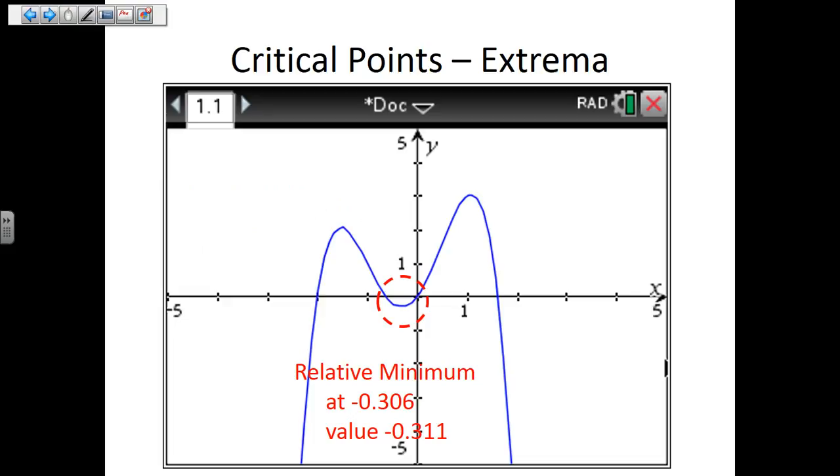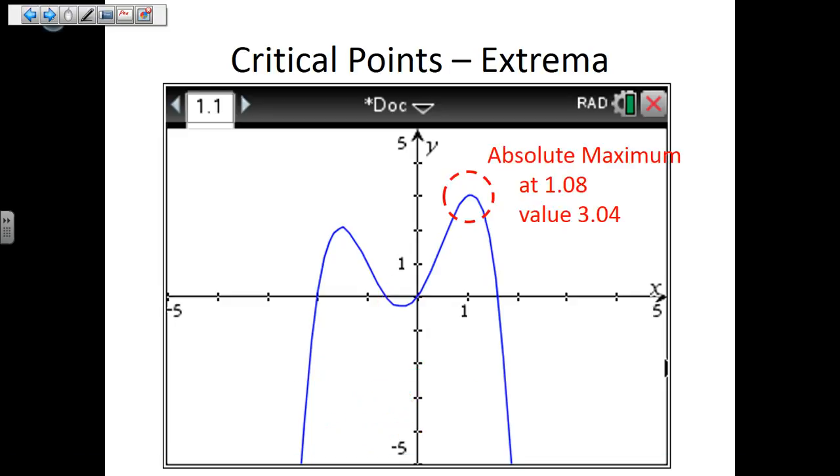Now here is a relative minimum. It's at negative 0.306 and its value is negative 0.311. Again, that's the x value and the y value. And then the graph continues on up and it has an absolute maximum again at 1.08 and 3.04.